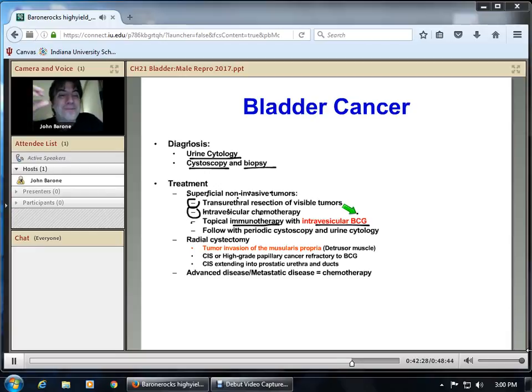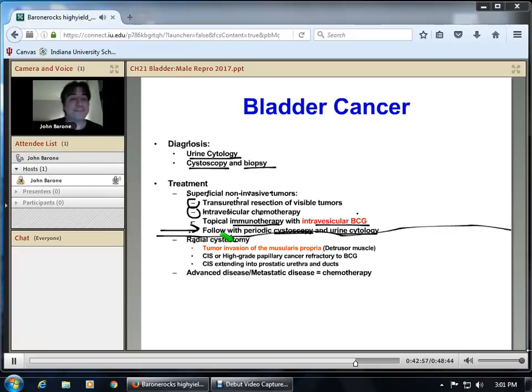So again, if it's local, we treat it locally. Resect it, intravesical chemo, intravesical BCG. Now remember, we have to follow, because field effect. You often have recurrence, multifocal, you gotta keep watching. So we'll keep doing scopes, and we'll keep doing urine cytology for the rest of your life, because you can always come back. Now the problem is if it invades the muscle.